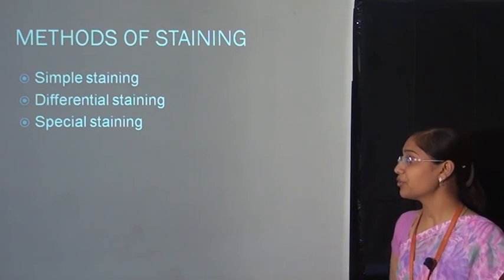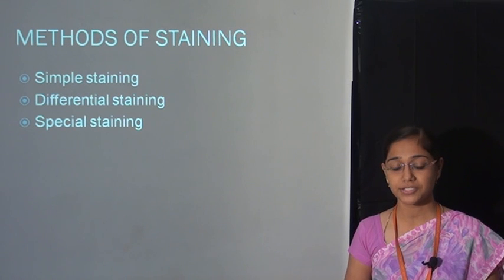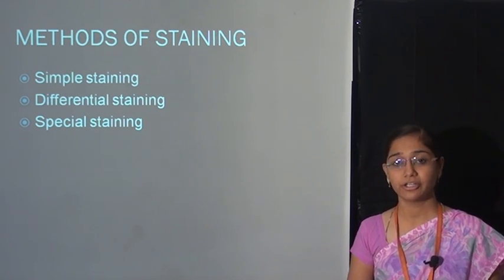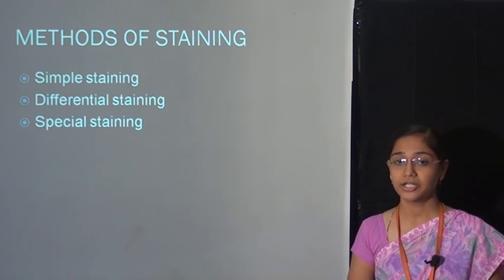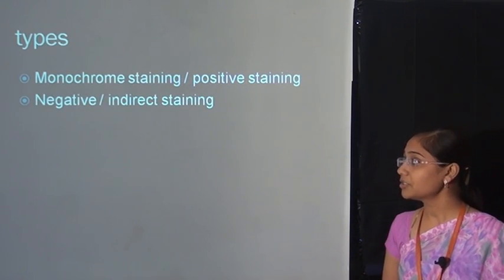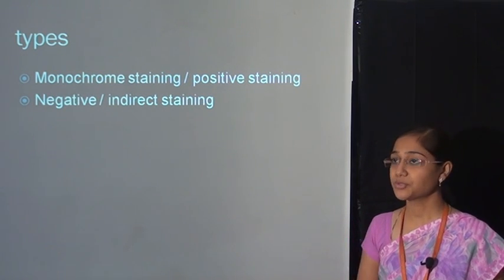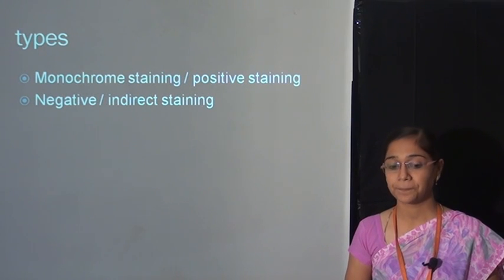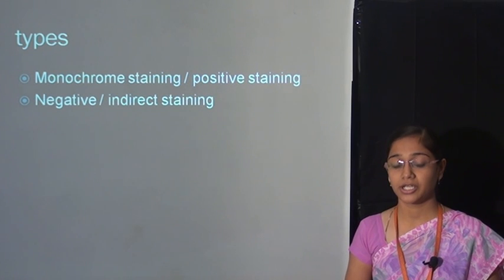Then the methods of staining: there are three methods, simple staining, differential staining and special staining. But in today's session we are including only two staining processes: simple staining and differential staining. There are two types of simple staining: monochrome staining, also known as positive staining or direct staining, and the second one, negative staining, or indirect staining.